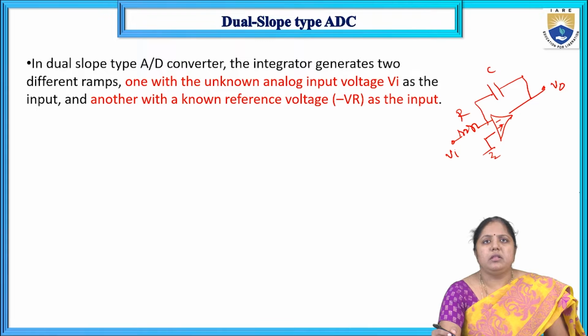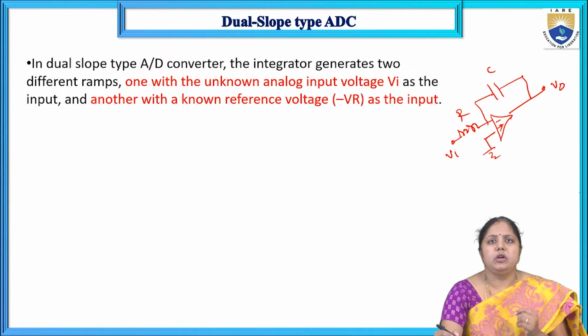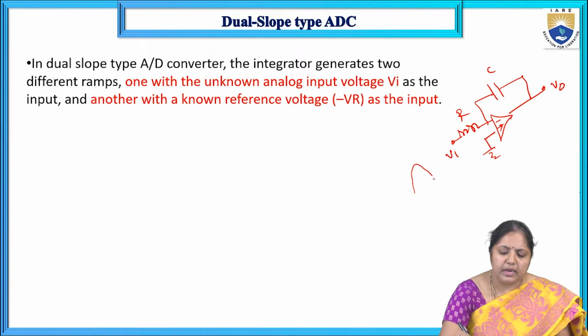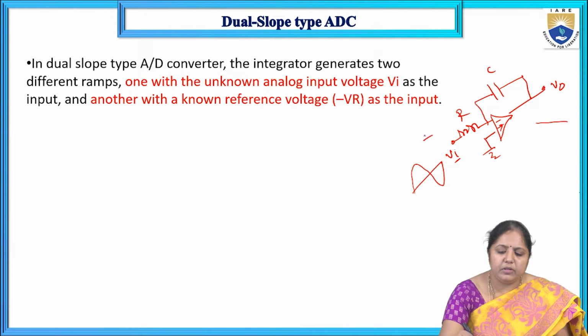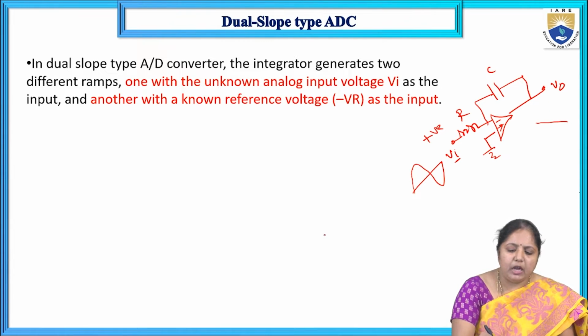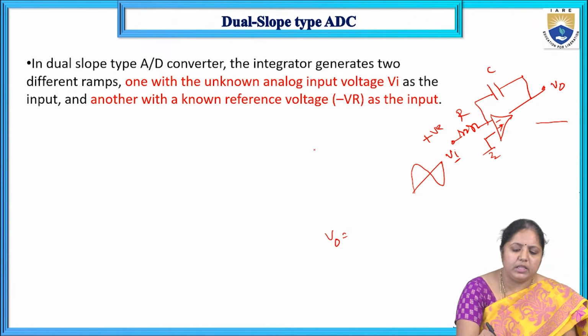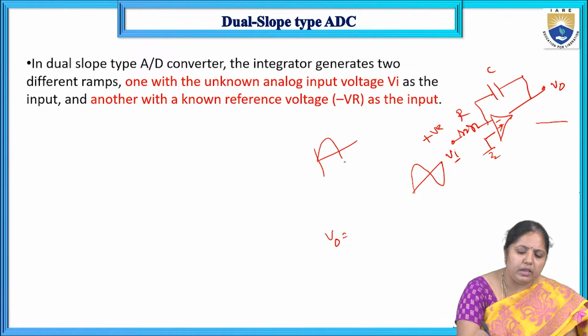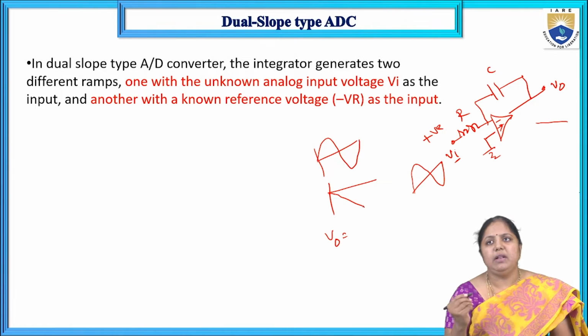For this integrator circuit, if I give an analog input of sinusoidal signal, it will generate a ramp type of signal. And at the same time, if the input signal is positive, I will get the output V0 as a negative ramp. That is, for the positive cycle of the input, I will get a negative ramp signal like this.